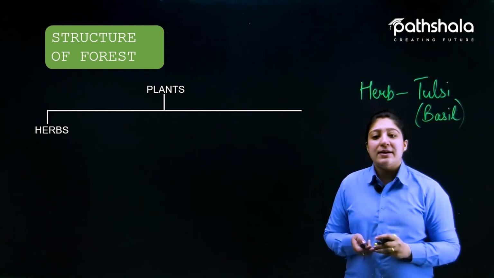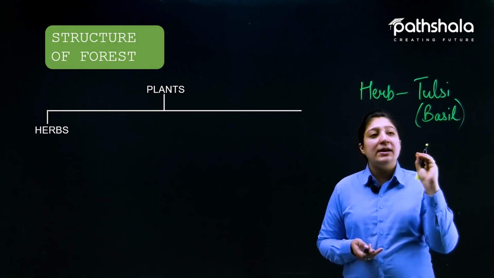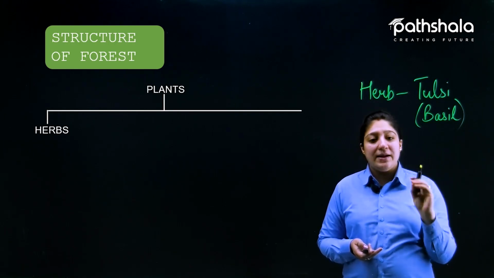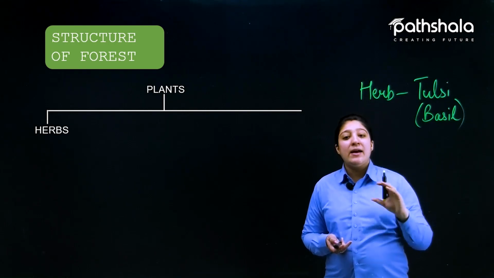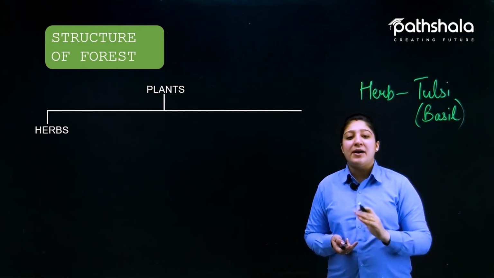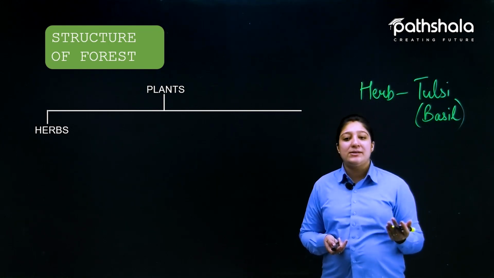Now basil is a type of herb. The stem of the herbs is not woody. That means they are green and tender, right? And they have a lifespan of 1 to 2 seasons. After that they'll die and other herbs grow in that place.